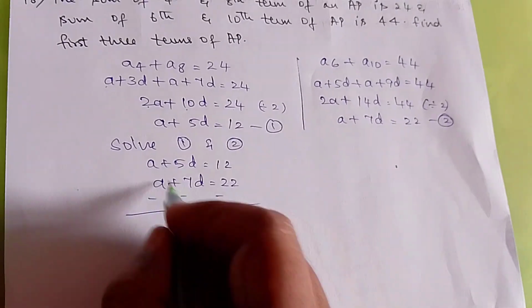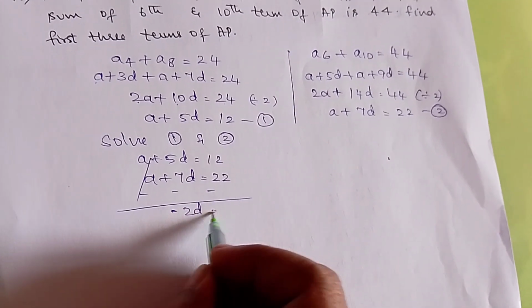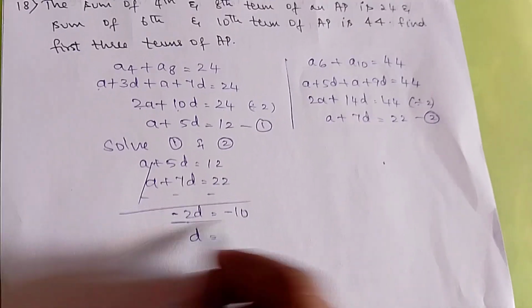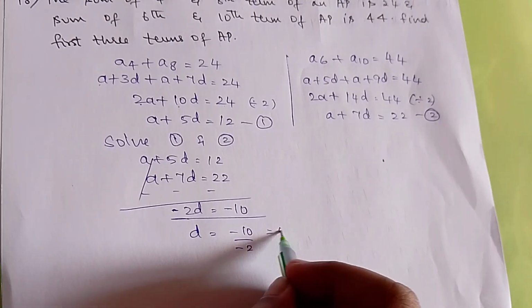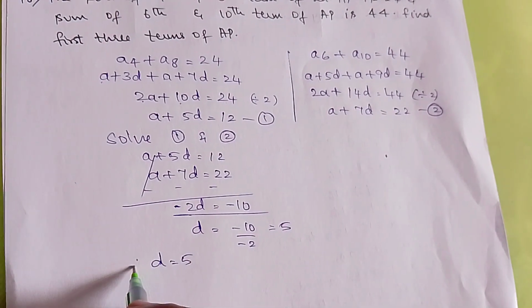22. We'll change the signs, cancel. Minus 2D is equal to minus 10. So D is equal to minus 10 by minus 2, which is 5. So we have got the value of D as 5.